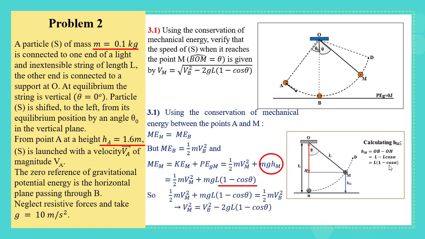Now, using the conservation of mechanical energy and writing the mechanical energy at B equals the mechanical energy at M, we can rearrange this expression to find VM squared equals half m VB squared minus mgL into 1 minus cosine theta, multiplied by 2 divided by m. We can find this expression. Square root both sides. This expression is found.